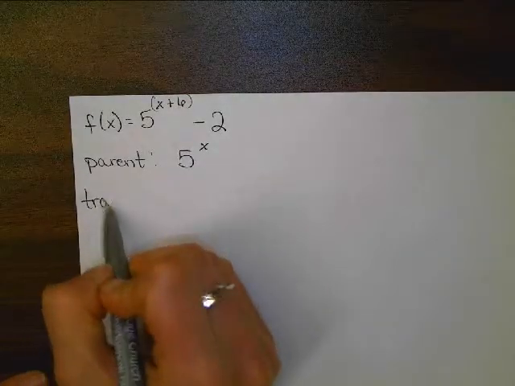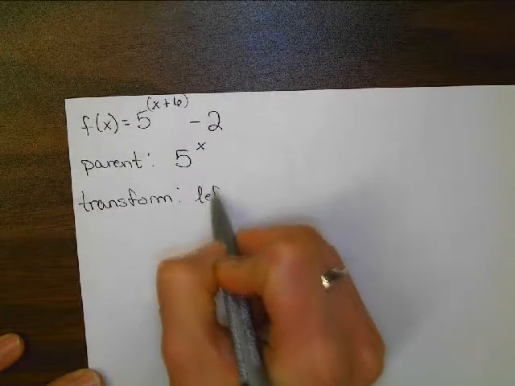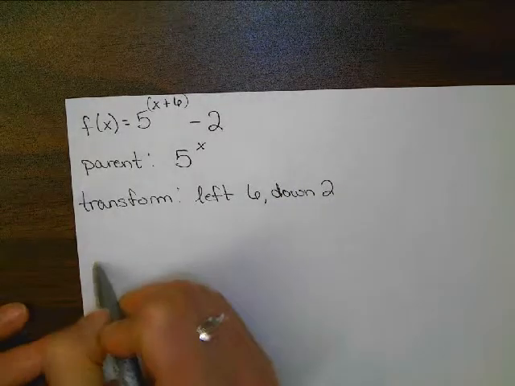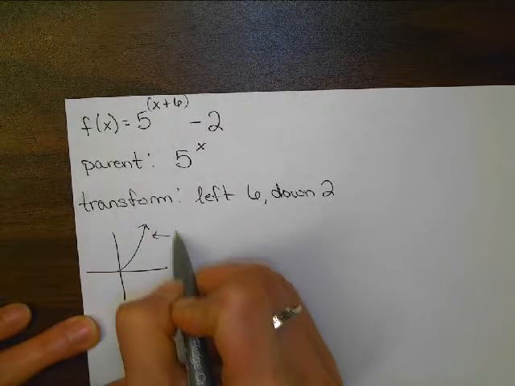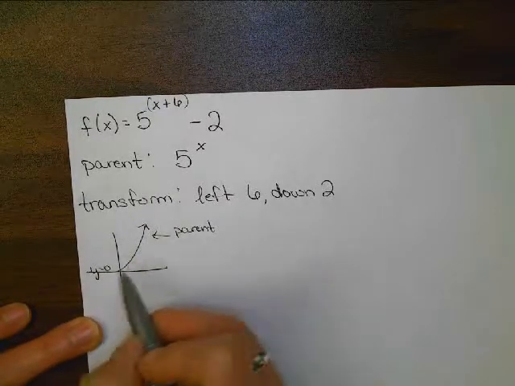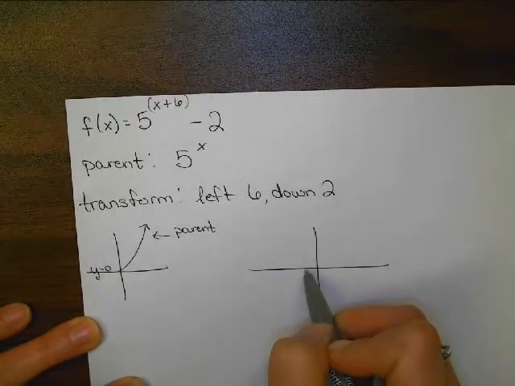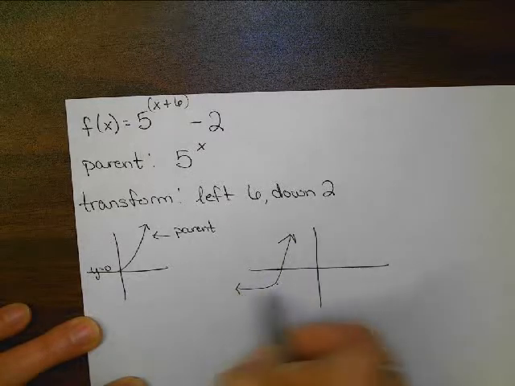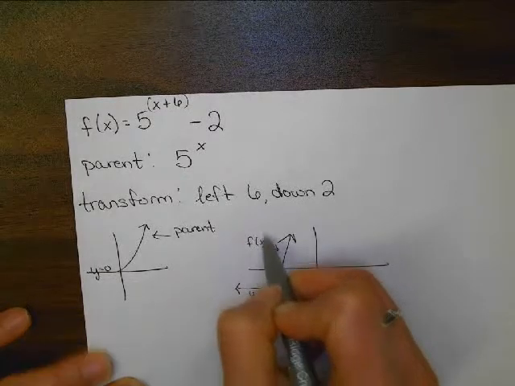So if I write down this transformation, I know that I went left 6 and that I went down 2. And just like we saw on the calculator, I can draw a little sketch here. This is my parent function. Remember, your parent function has an asymptote at y equals 0. And since I went left 6, oh, run out of room, let me draw another one. I went left 6 and down 2, my graph is going to look something like this for my f of x function.